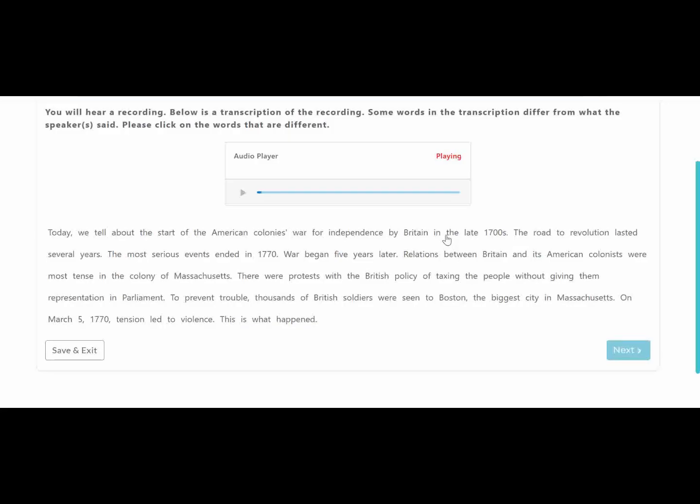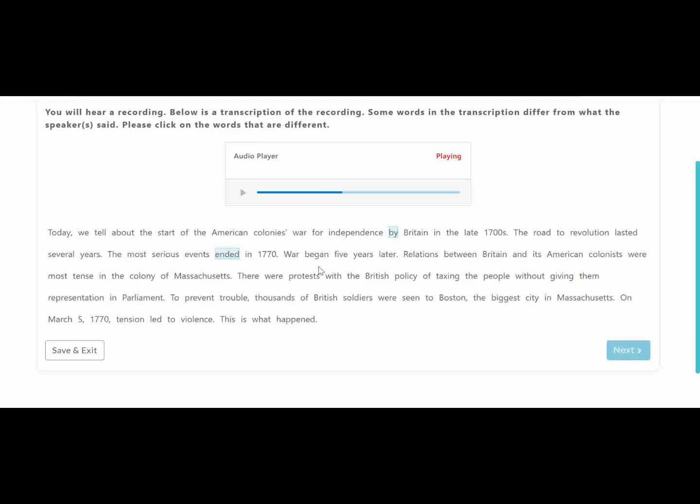Today, we tell about the start of the American colonies' war for independence from Britain in the late 1700s. The road to revolution lasted several years. The most serious events began in 1770. War began 5 years later.